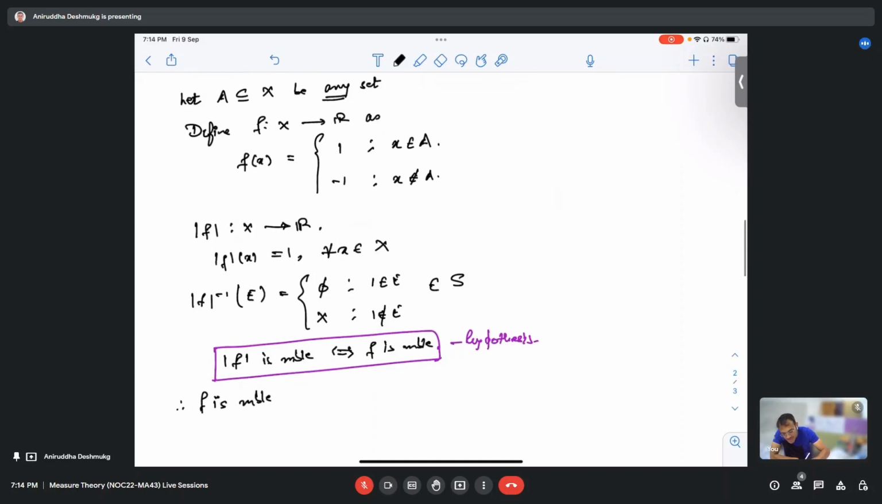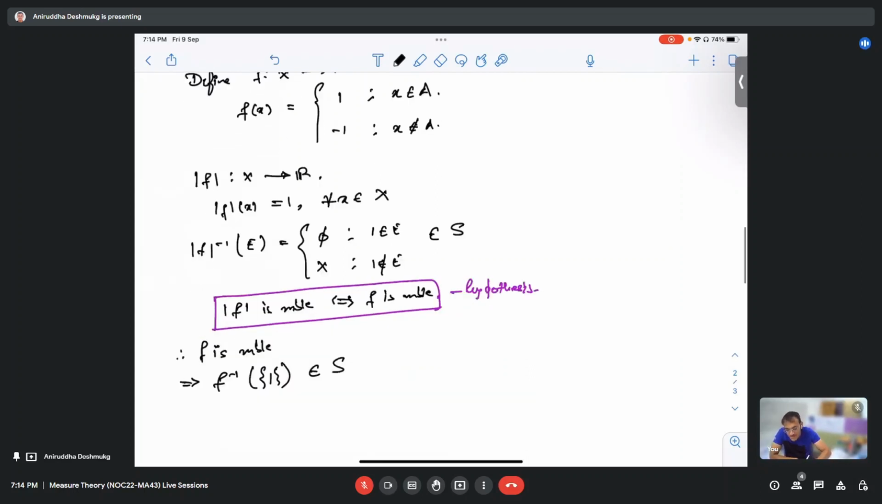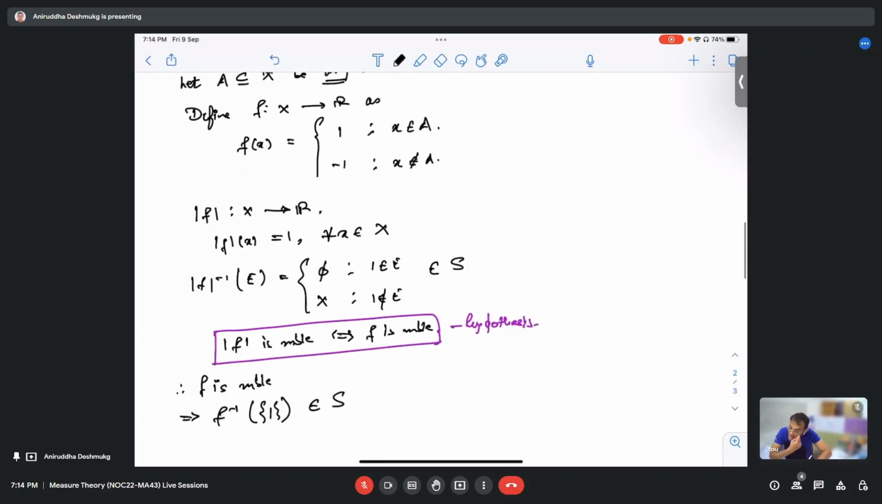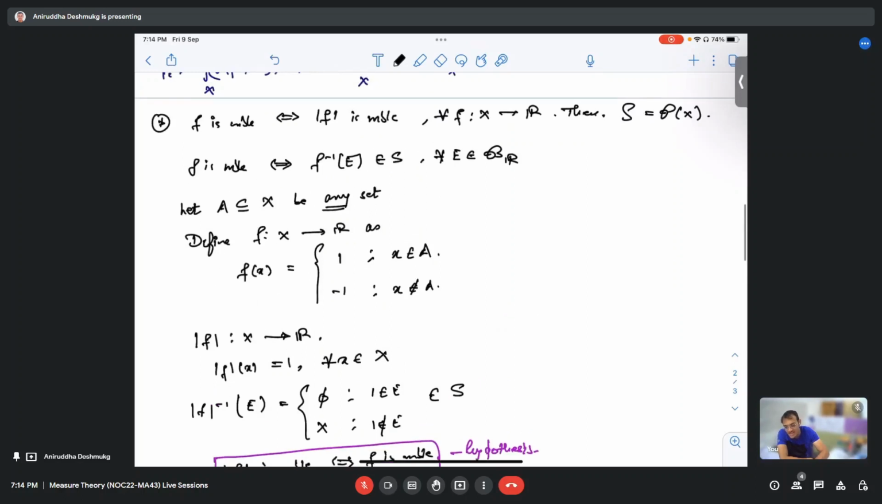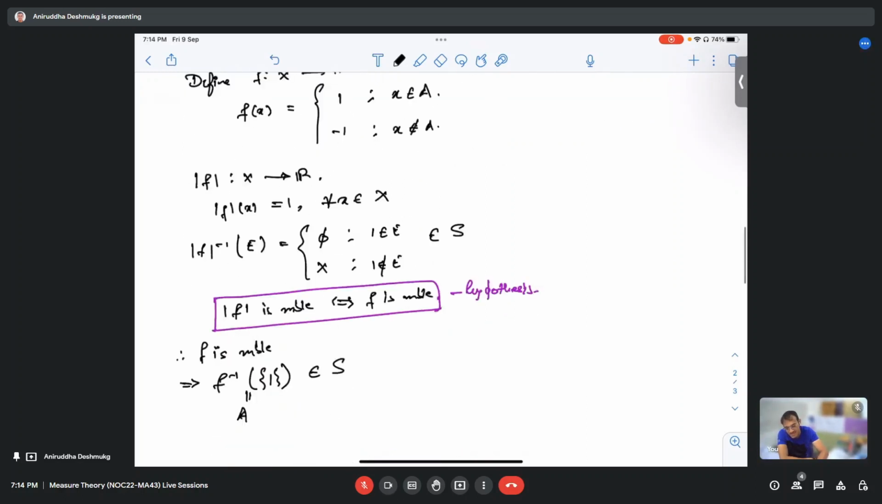But f is measurable means what? This implies the pre-image of the singleton {1} must belong to S. Is the singleton {1} a Borel set? Yes, sir. But what is the pre-image of the singleton {1}? Can you tell me? It is A, right? This is A. So A belongs to S. So what I said is, you start with any set in X, that set is inside S.